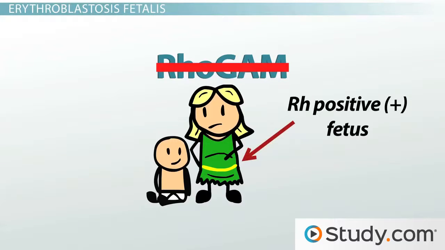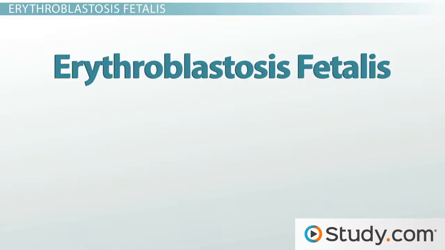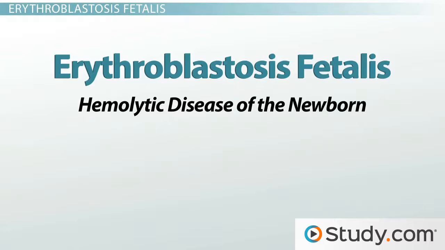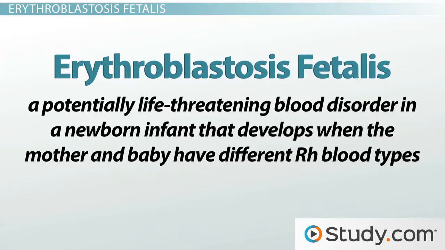Now, of course, if the Rh negative mom is not treated and becomes pregnant again with an Rh positive child, her antibodies would destroy the child's red blood cells, resulting in a condition called erythroblastosis fetalis, also known as hemolytic disease of the newborn. Now, this condition is a potentially life-threatening blood disorder in a newborn infant that develops when the mother and the baby have different Rh blood types.